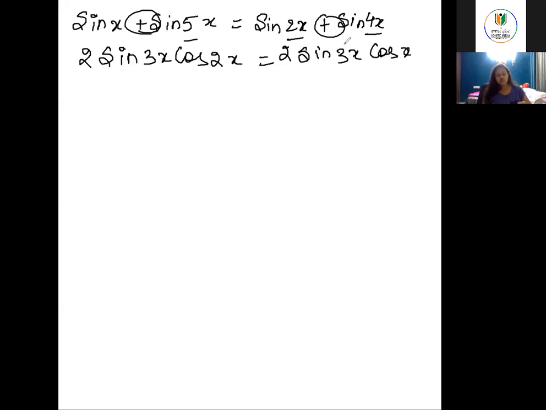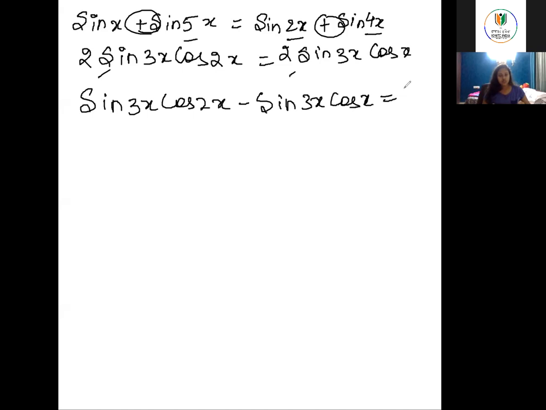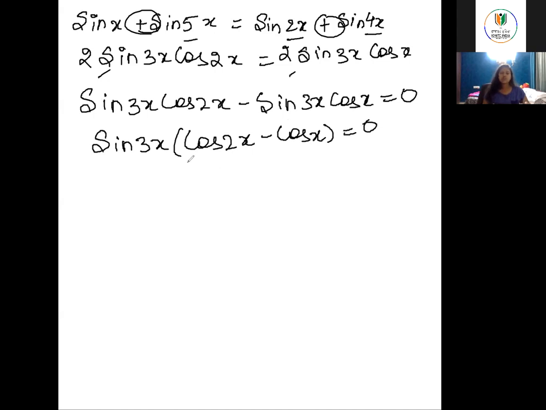Now please be careful that you don't cancel out these things, because you will be missing out on one solution. So you can transfer these values here. So that will be sine 3x cos 2x minus sine 3x cos x is equal to 0. So now you can take common here, sine 3x (cos 2x minus cos x). So these are two solutions. You'll get the value x is equal to n pi by 3 or 2n pi or 2n pi by 3.